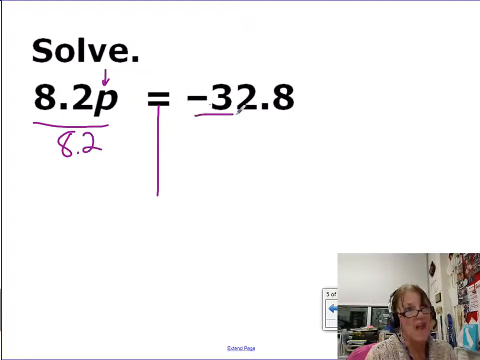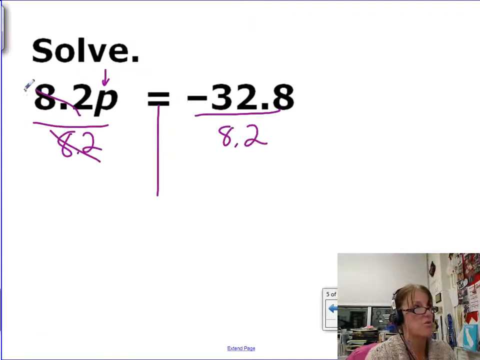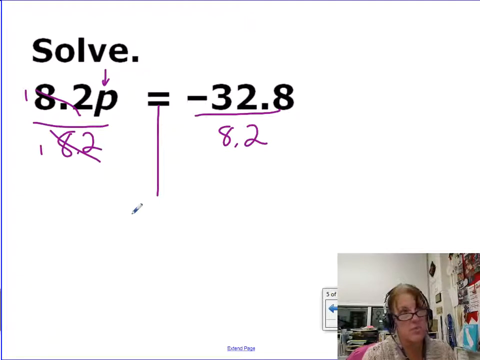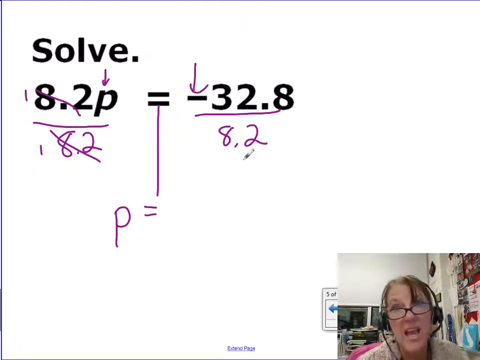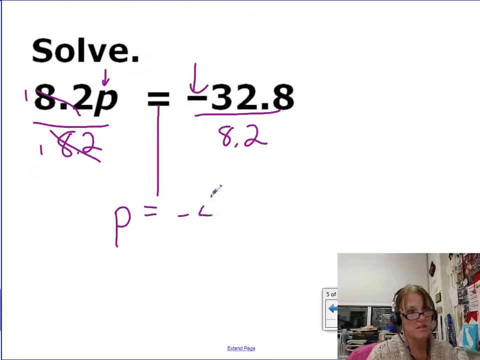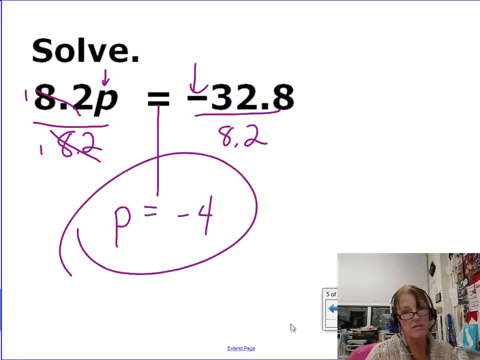Divide. You have to show me on both sides. You absolutely need to show me that these simplify to 1, and now you have the variable by itself. Now you're going to plug this in on your calculator. Hey, don't forget the negative sign. And when you plug this in, you should get exactly -4.